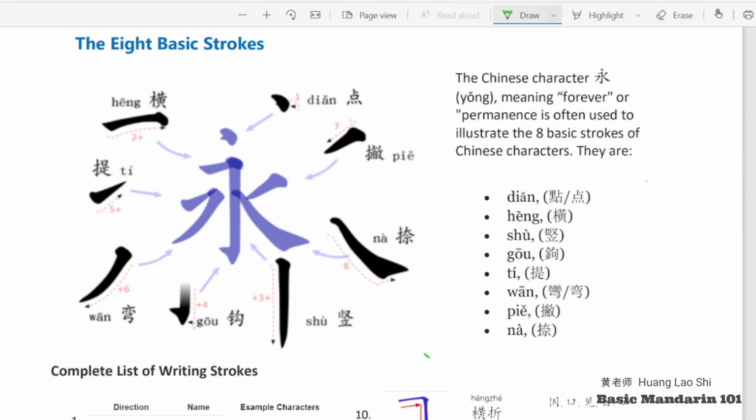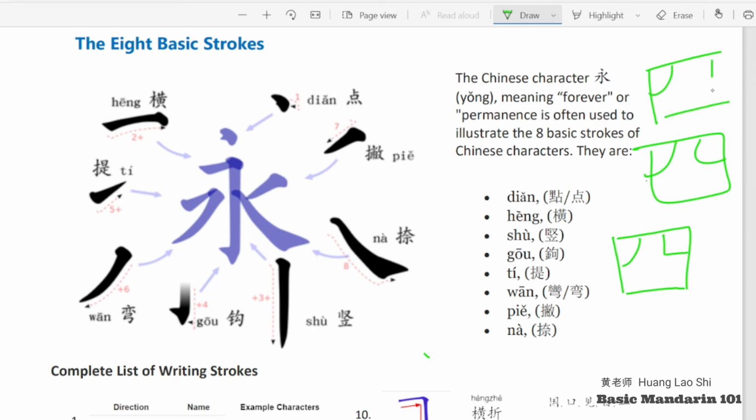Now, here are some things to remember when you're writing Hanzi. First, always follow the proper order. Step 1, step 2, step 3, step 4. Here's an example. Let's write the number 4. This is the first one, second one, third, fourth, and then fifth. You cannot write it like this. You cannot write it like this.